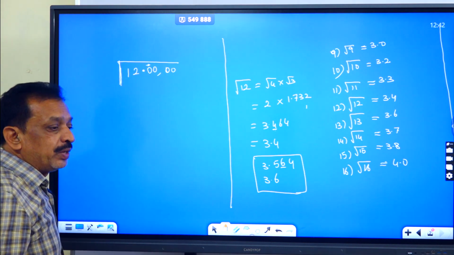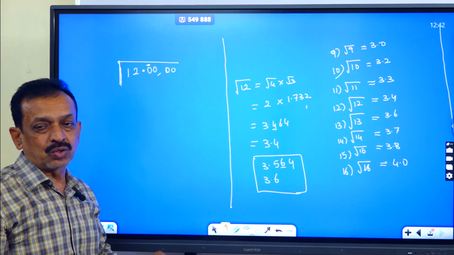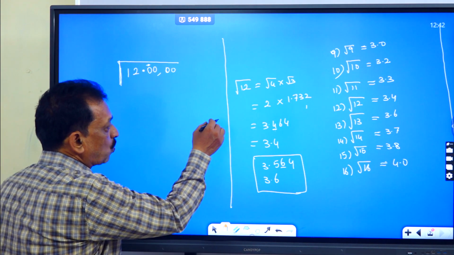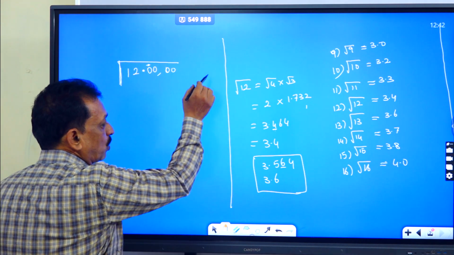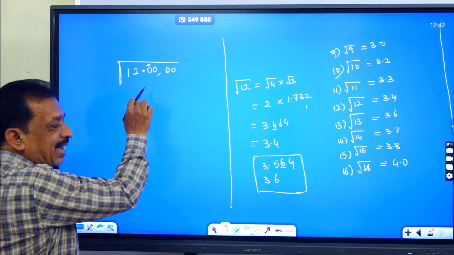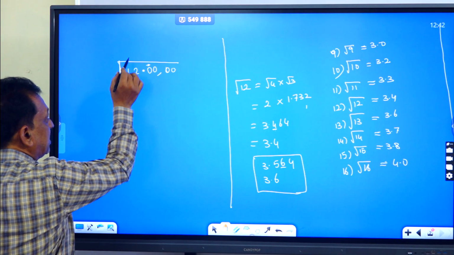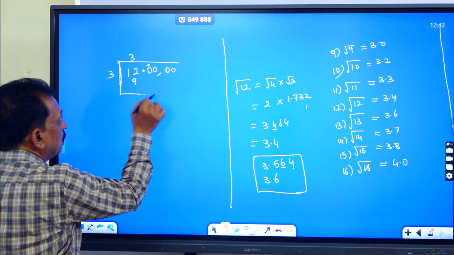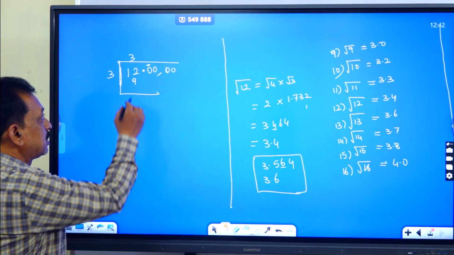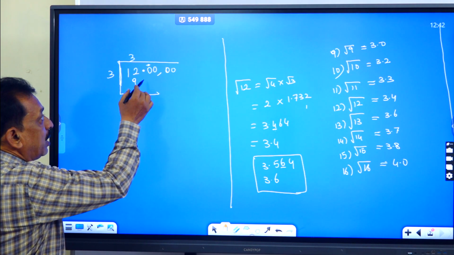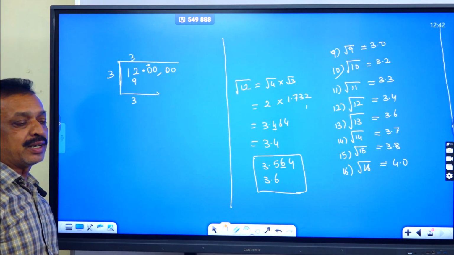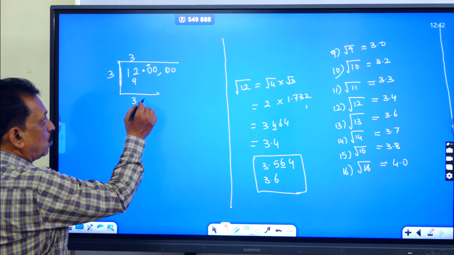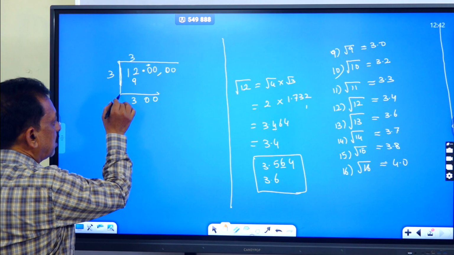Now this 12 will go with which square number? That means you should know 1 square to 10 square: 1 square, 2 square, 3 square, 4 square. 3 square is 9. 4 square is 16. I can say 3 square. 3 3s are 9. Now subtract the number. 12 minus 9 is 3. And you have to take 2 digits, not 1 digit. In general division, you can take 1 digit, but in square root finding, you have to take 2 digits. So 2 zeros, exactly, that is 300.